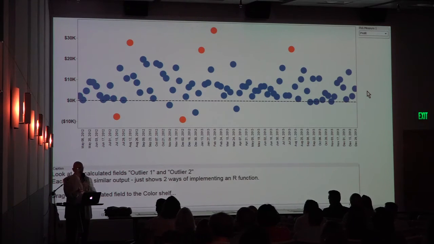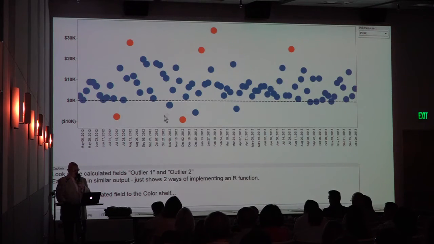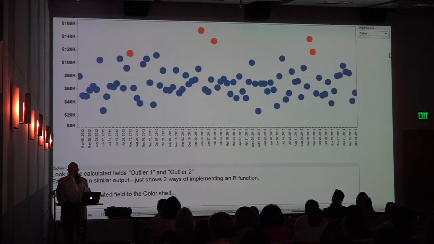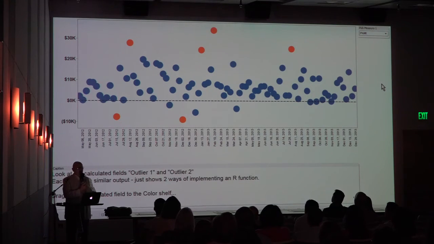Here's just an example of using R in Tableau. The red circles are outliers. This is sales by week. The red circles are outliers. There's outliers for profit, outliers for sales. What I find interesting when you look at something like this, a statistical outlier, anybody see anything interesting in this view? I have 3 weeks of negative profit that aren't even considered outliers. Is that good for business?